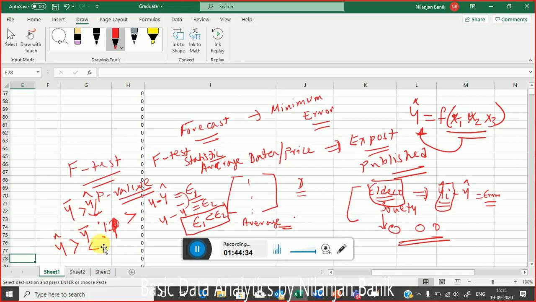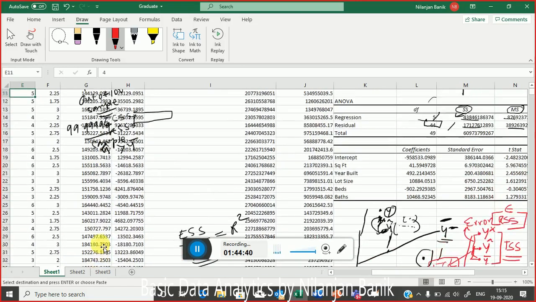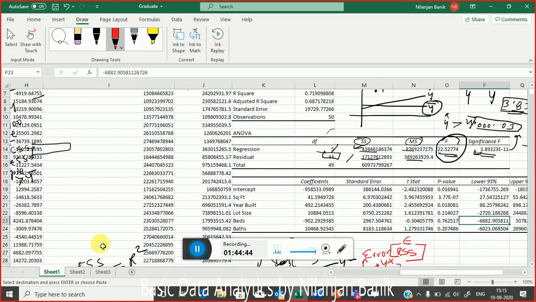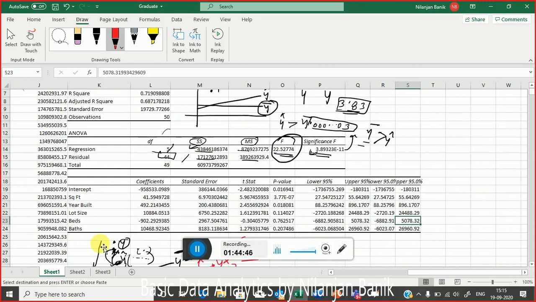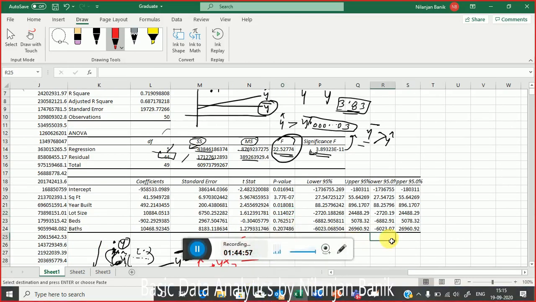I think here all the p values are less than 1. This is the exercise which we have done. Let's see. Look here, these are my p values.